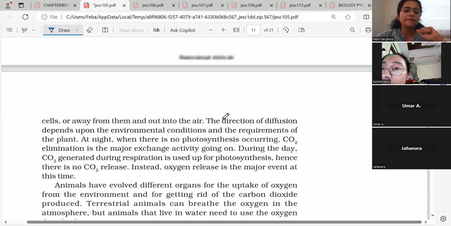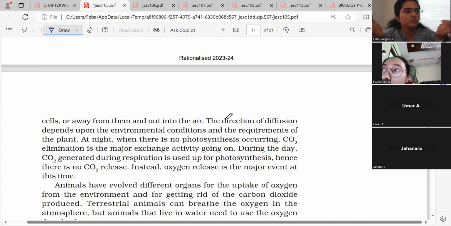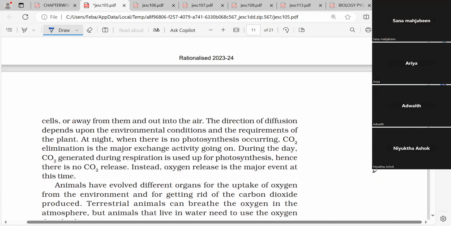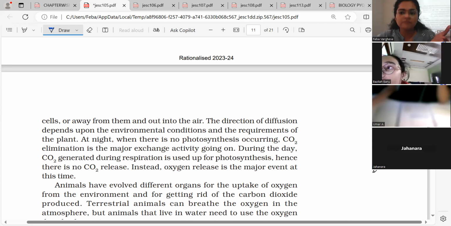So, what is the type of exchange of gases happening in the plants during daytime and the nighttime? Is there any difference? Who can tell me the difference in the diffusion of gases in plants during daytime and at the nighttime? There was a question in the previous year. In daytime, they take carbon dioxide and they give out oxygen. Correct. In nighttime, they take in oxygen and give out carbon dioxide.